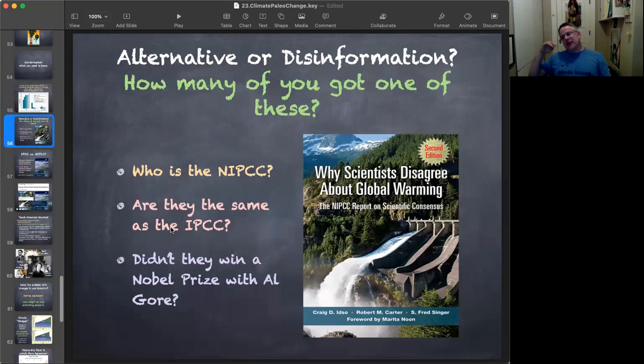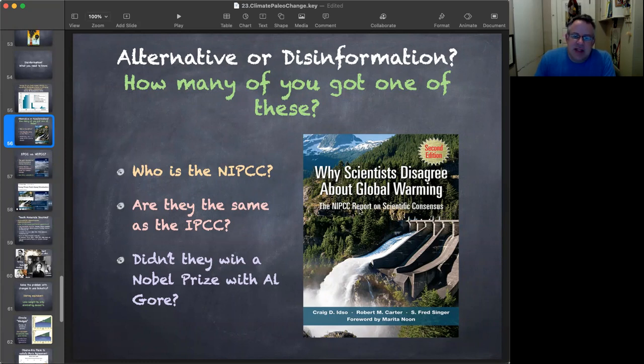Okay, so here's an example of disinformation. This is not misinformation or uninformed like we just saw. This is disinformation. This little book is put out. It seems like something official. It's a second edition. We talked about a bunch of reports. Maybe this is one of them. Why scientists disagree about global warming? Do scientists disagree? Well, they presume that they do disagree, because that's what the title of the book is.